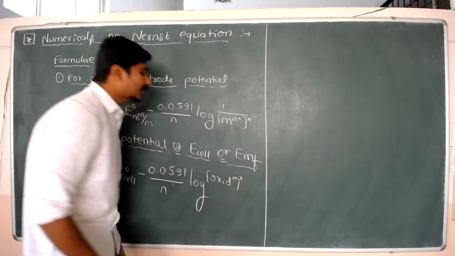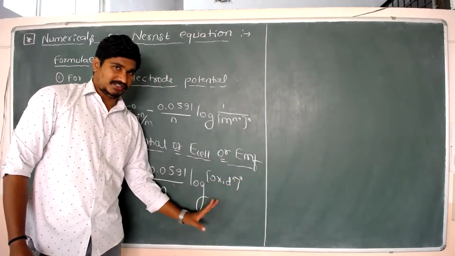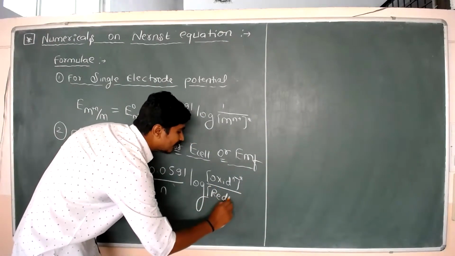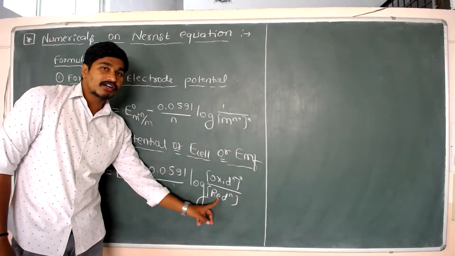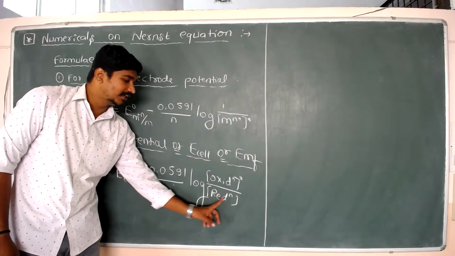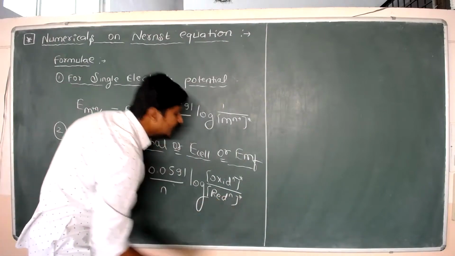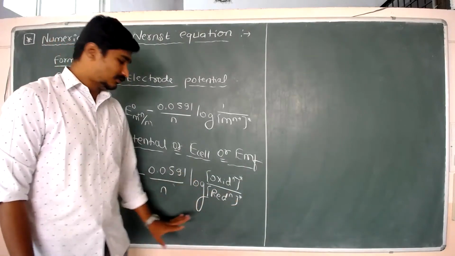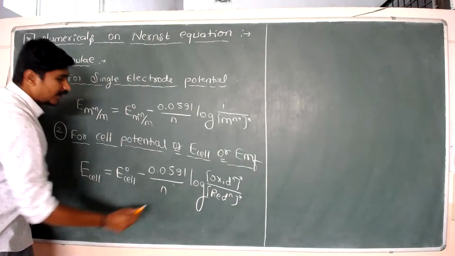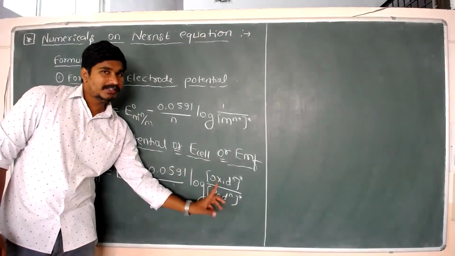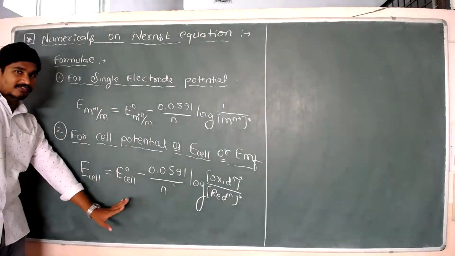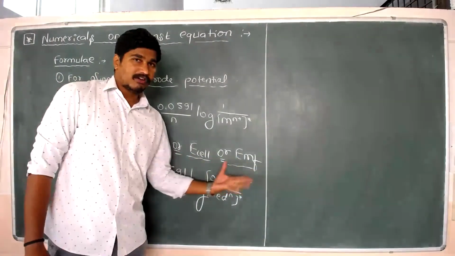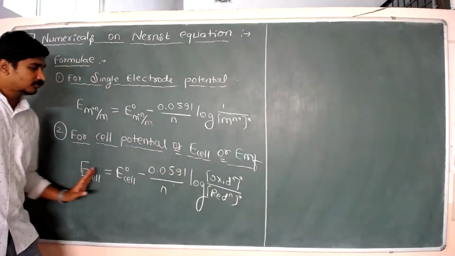Here also I am writing star, which means the coefficient of that metal in the reaction. Maybe 1, 2, 3, we will see. Next, divided by the concentration of the metal ion which is undergoing reduction. Here also you have to write the coefficient of that metal ion in the given chemical reaction. He will compulsorily give the chemical reaction. You may also write this as product by reactant. This is the formula used when he is asking to calculate the cell potential or E cell or EMF of the following chemical reaction.